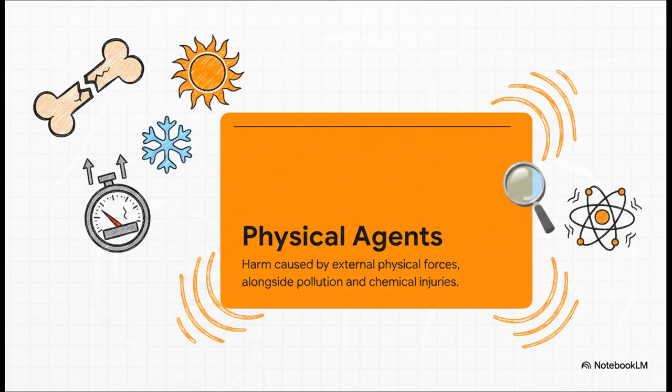Let's expand on that third category just briefly. Injury by physical agents refers to harm caused by external physical forces. So think mechanical trauma, extremes of temperature like severe burns or frostbite, atmospheric pressure changes, and radiation. This category perfectly illustrates the sheer variety of environmental assaults on the human body. It positions a burn or a pressure drop right alongside a toxic chemical exposure as a fundamental driver of disease. It's pretty wild to think about it that way.